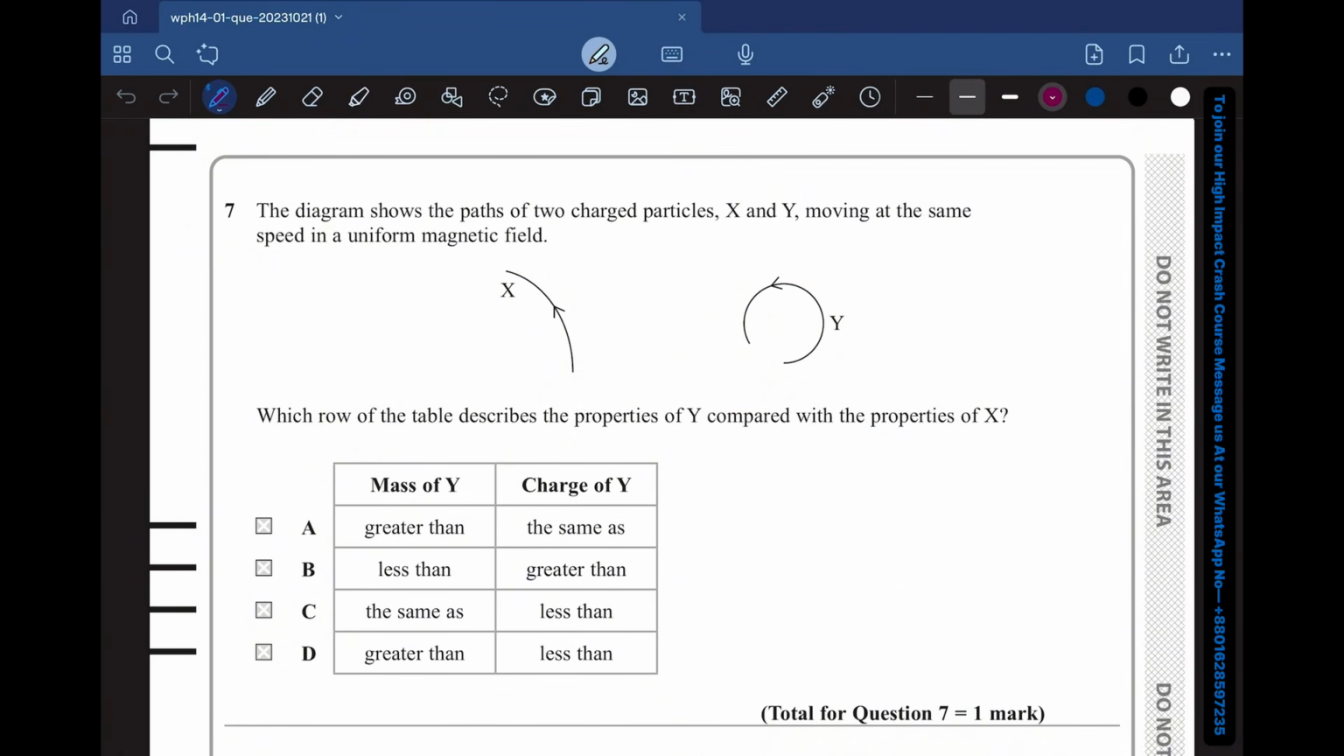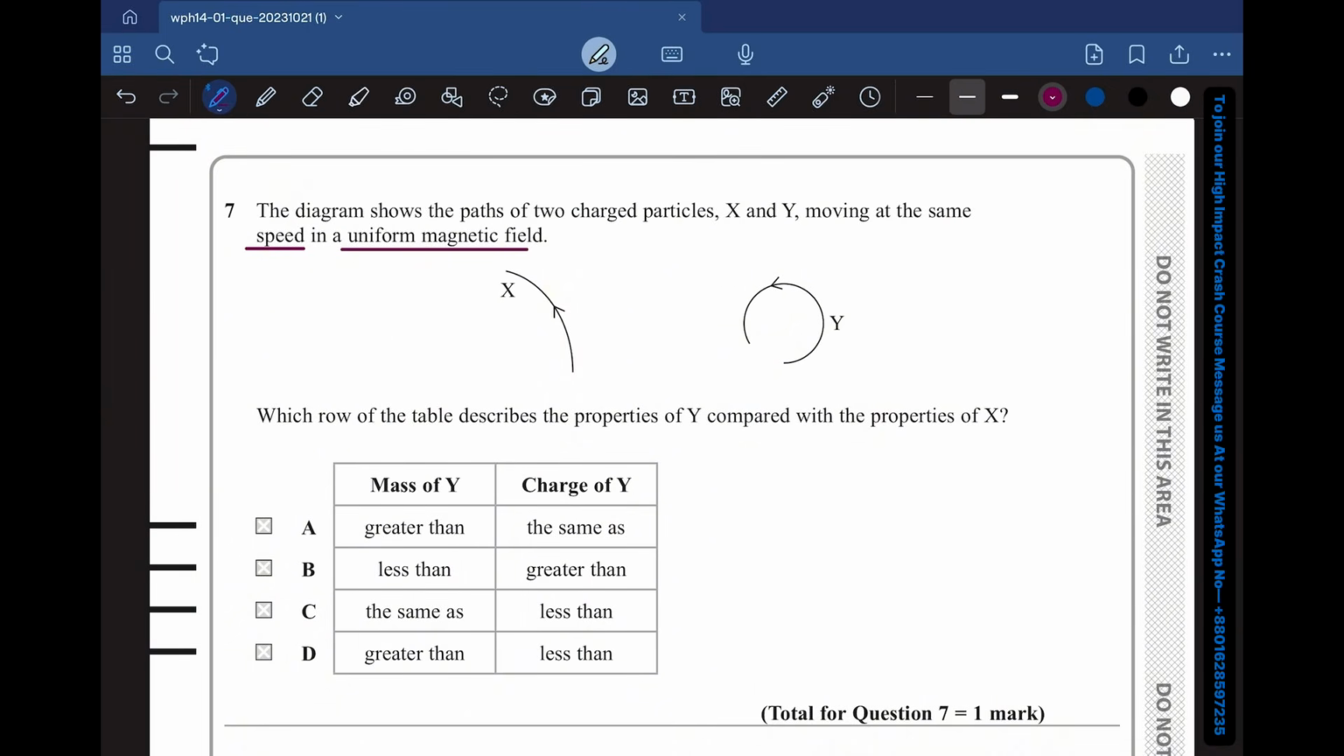It says the diagram shows the paths of two charged particles X and Y. Here you can see the direction of X and Y has been given, moving at the same speed in a uniform magnetic field. So basically they have the same speed and they are in the same uniform magnetic field. Which row of the table describes the properties of Y compared with the properties of X? So basically they are asking about the properties of X and Y.